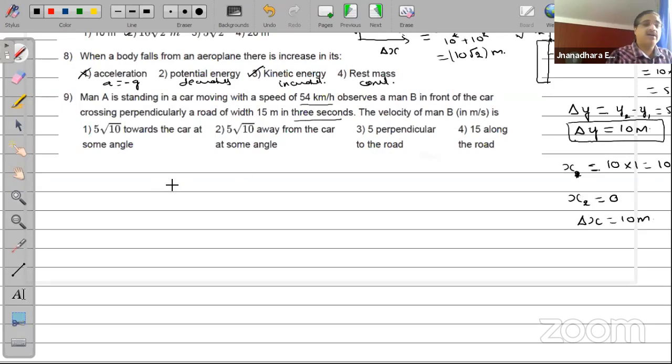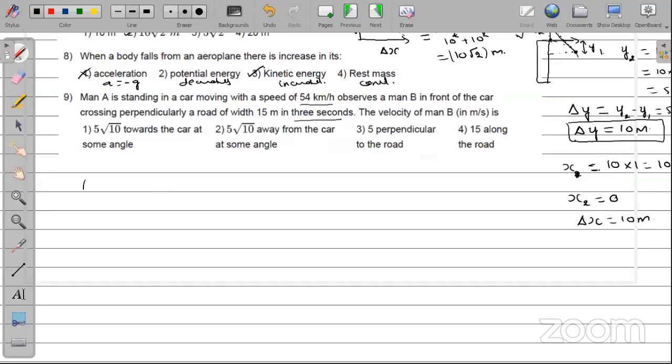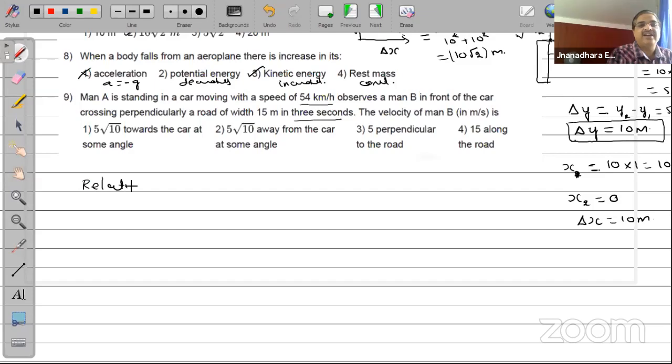Nice question. Ninth one. Sir, this is about relative velocity, no sir? Exactly, relative velocity. And someone asked me for relative velocity, and therefore this gives me an opportunity to also deal with it. So let me try and see if I can work it out for you. First of all, man A is standing in a car moving with a speed of 54, observes a man B in front of the car crossing perpendicularly a road of width 15 meters in 3 seconds.